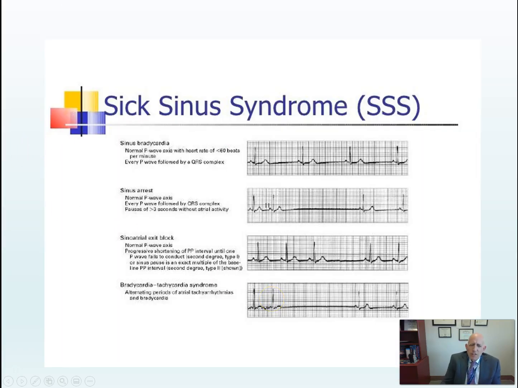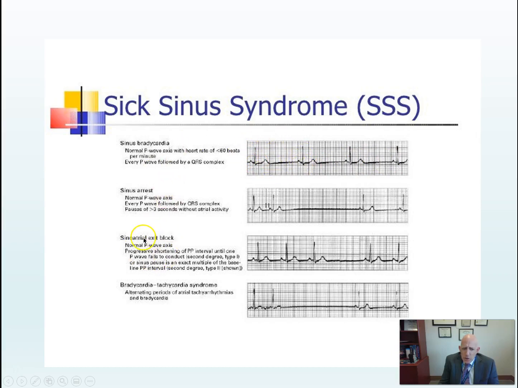So what are some of the other things that can go on with our sinus node? Well, one of them is called sick sinus syndrome. And sick sinus syndrome can be represented by episodes of sinus bradycardia, meaning you're below 60, which can be normal in many of us, but in general it means rate below 60. The P waves pretty much look the same. They're still coming from the sinus node, but the rate has slowed down. So we just have sinus brady.